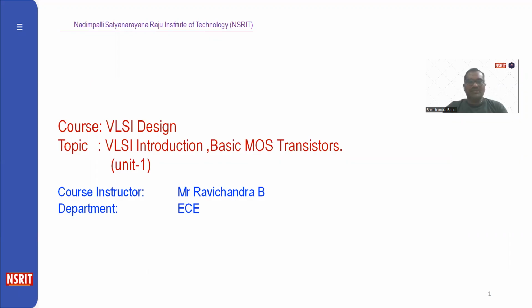to industry applications and automobile applications. In different types of applications in our daily routines also we use VLSI chips: in our mobiles, in our laptops, in our PCs, in our cars, in our aircraft, everywhere we use VLSI chips.